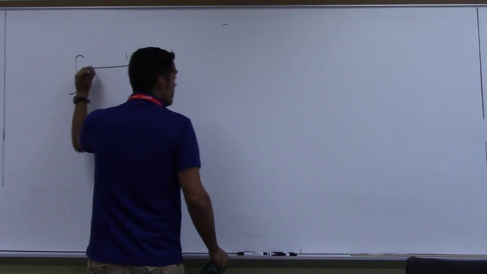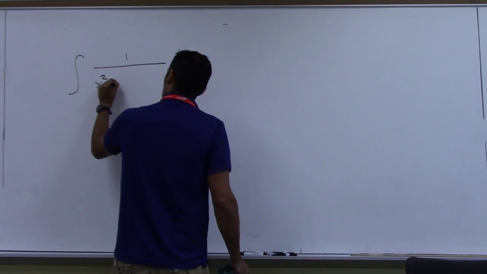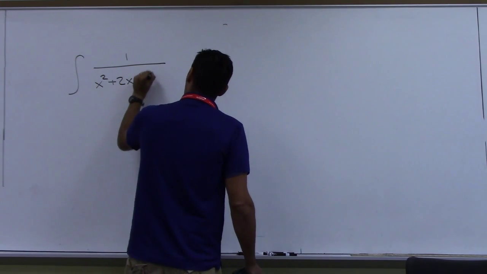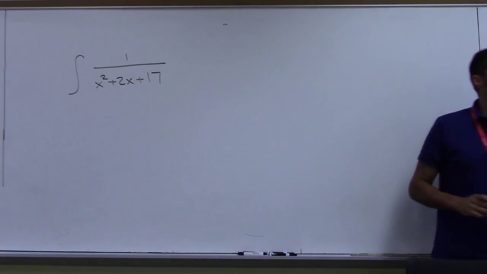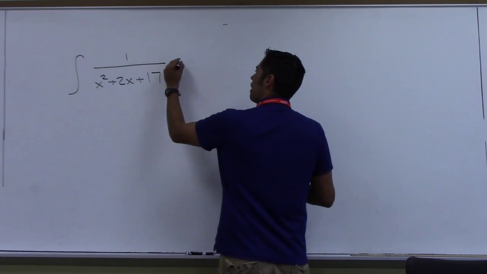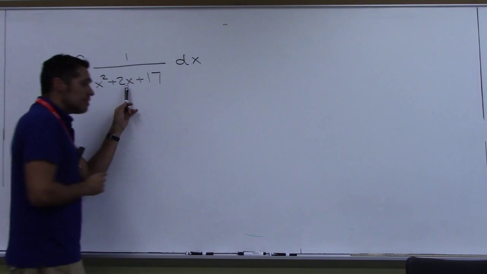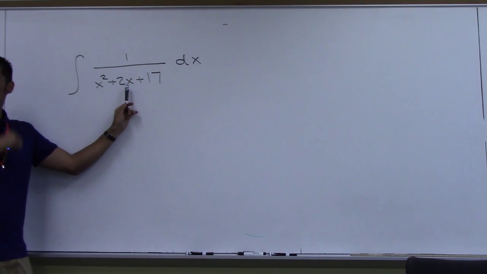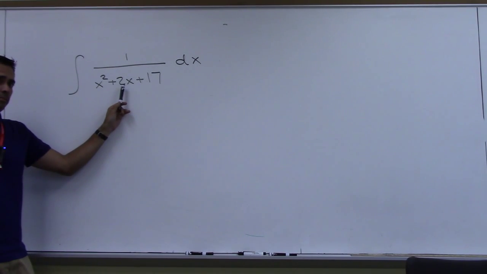Integral of 1 over x squared plus 2x plus 17. What we are looking at right now is a constant over a quadratic. The quadratic has an x term, so we can't use formula 17 like we did in number 5. That x term throws things off, doesn't it?